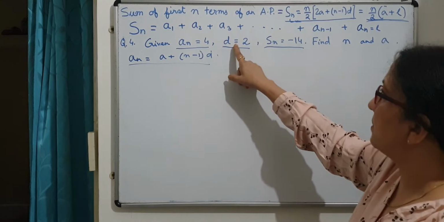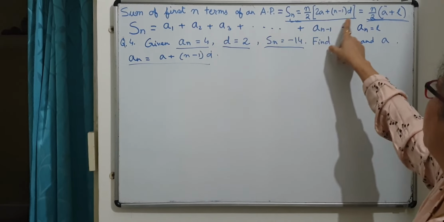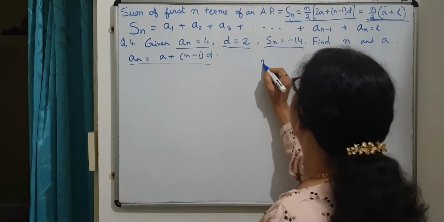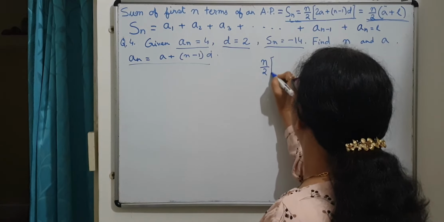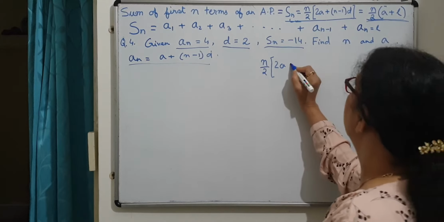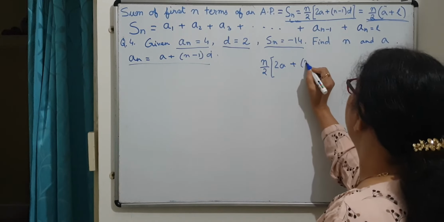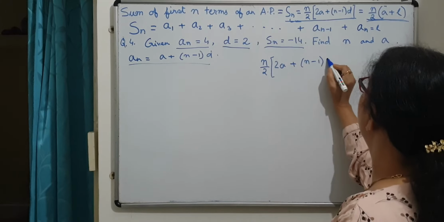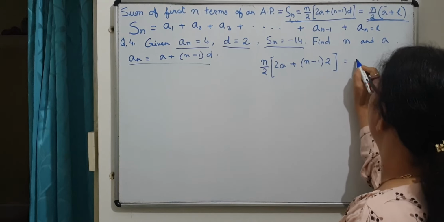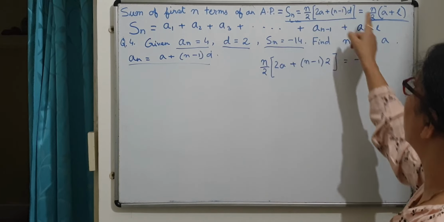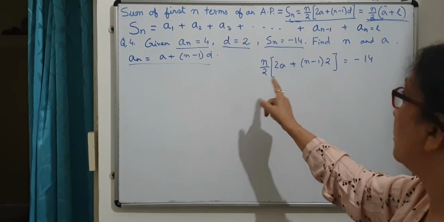So now D is given, so I'll be using this form. Sn is n by 2 times twice A, which is not known and we have to find, plus n minus 1, where n is also to be found, times D, which is given to be 2, equal to minus 14. So I have written Sn by this formula. Now we have to simplify.